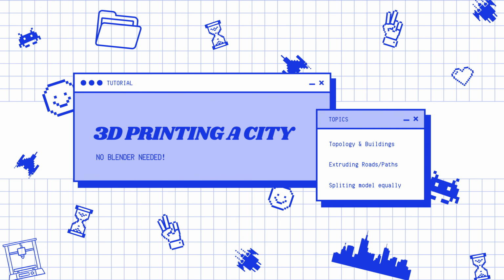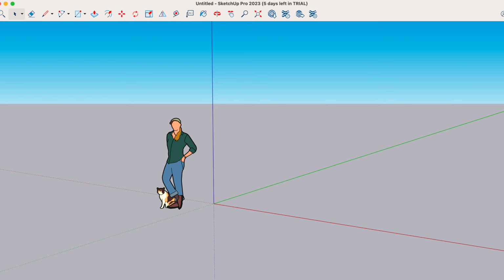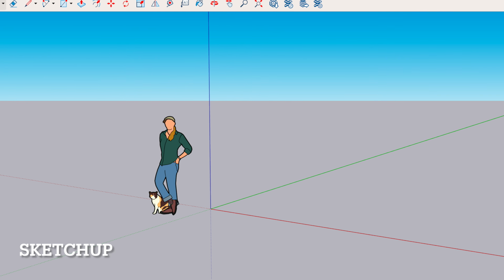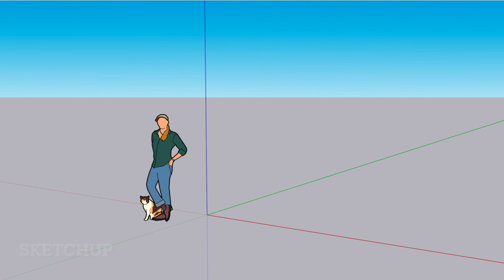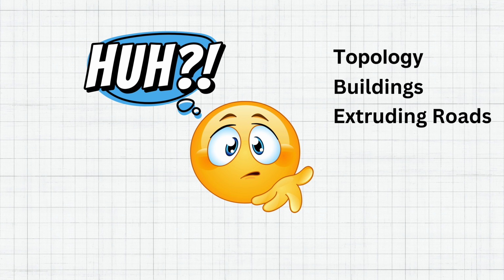Today I'm going to be showing you guys how to 3D print any city. For software, you only need Sketchup and your favorite 3D printing slicer. No Blender needed. I'm making this video because when I started this project, I didn't have any visual resources explaining how to do topology, buildings, extruding roads, and cutting the print up into several sections. This video will cover all of that.